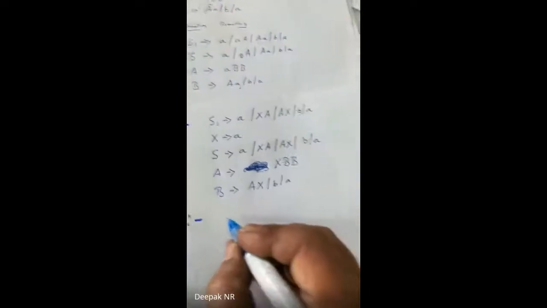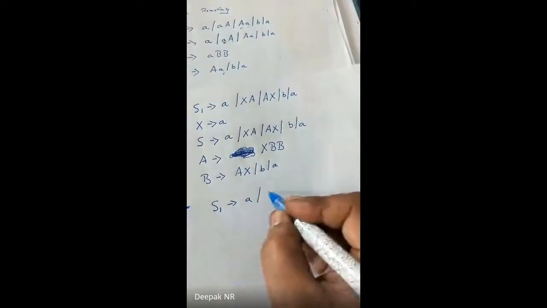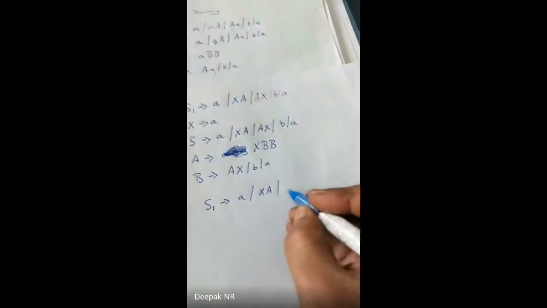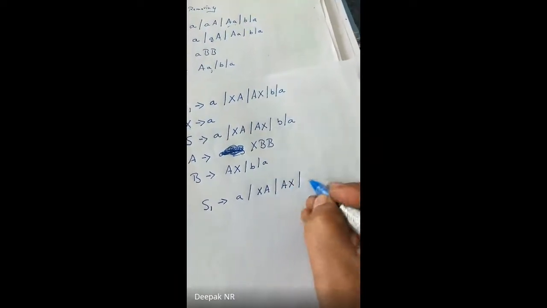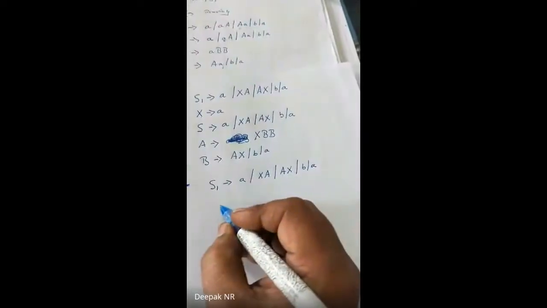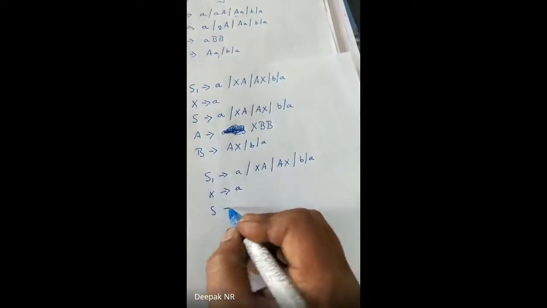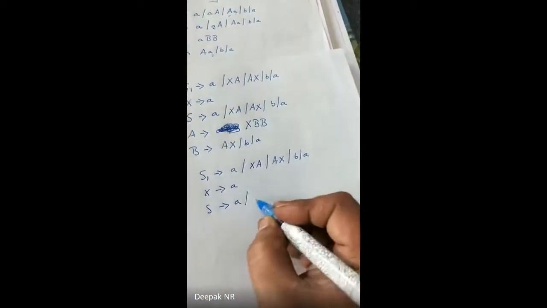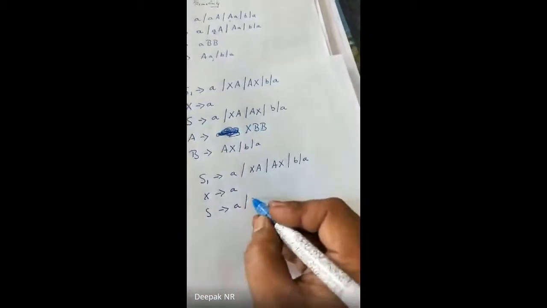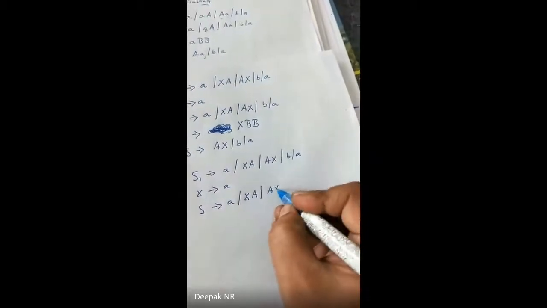Now let me see here. Do I have anything? I start writing from the first onwards. S1 tends to A slash XA. This is only two, AX only two, B and A. This is correct. Now X tends to A. This is correct. S tends to A slash XA. Two letters done.